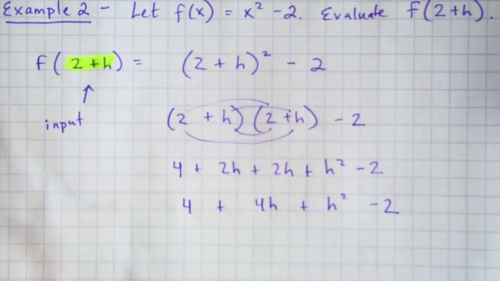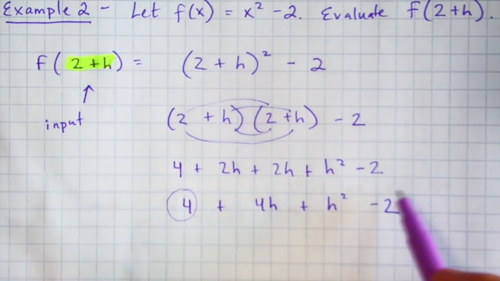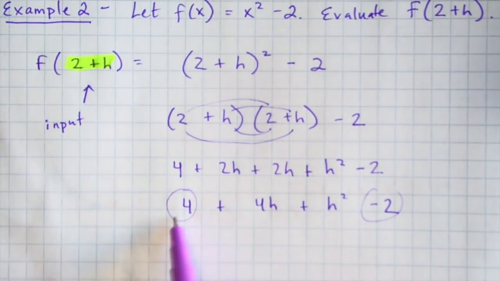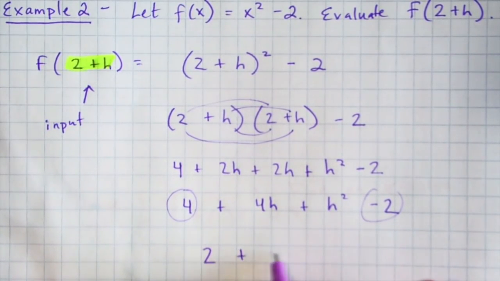And it looks like I'm able to combine like terms because I have a 4 and a negative 2. 4 minus 2 is 2. So this is going to become 2 plus 4h plus h squared, which would be my final answer here.